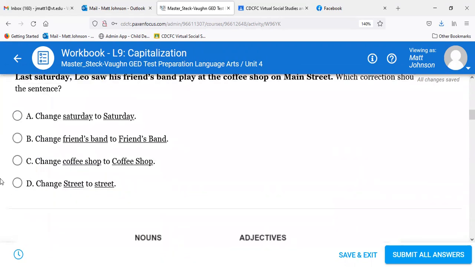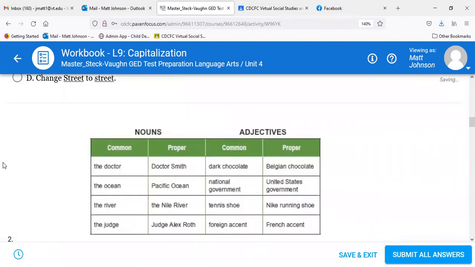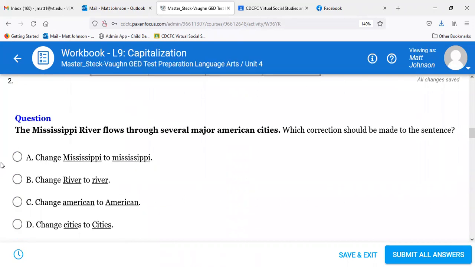All right, Capri, you want to take this question for us? Sure. Last Saturday, Leo saw his friend's band play at the coffee shop on Main Street. Which correction should be made to the sentence? A, change Saturday to uppercase; B, change friend's band; C, change coffee shop; D, change street. And I think the answer is A, capitalize Saturday. You got it. A, Saturday should be capitalized. Days of the week, months, year, all should be capitalized.